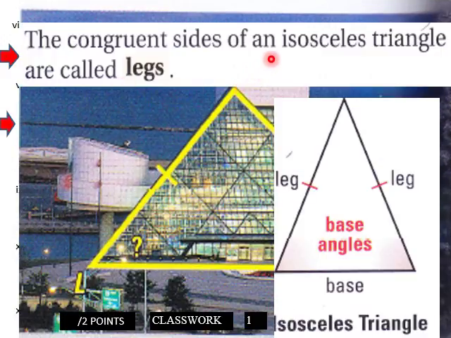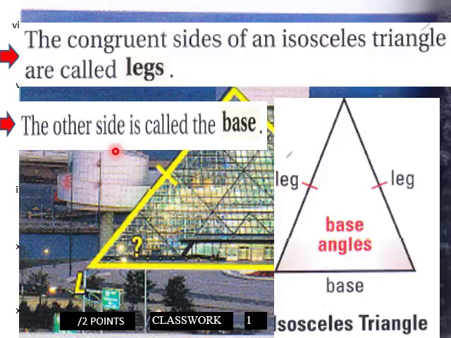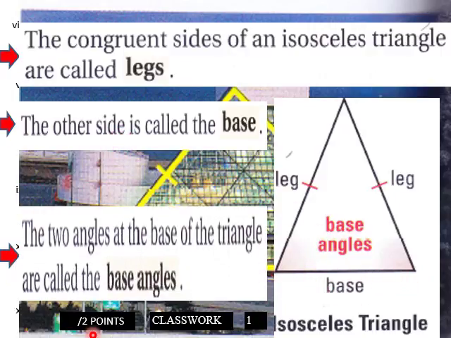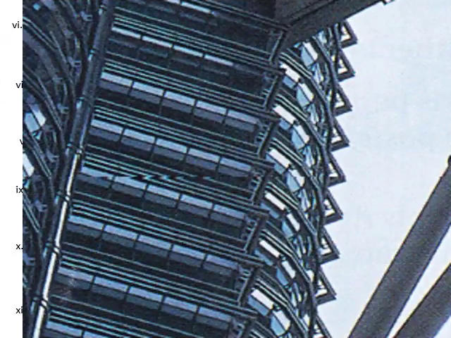The congruent sides of an isosceles triangle are called legs. Here, they're equal to each other, isosceles triangle. The other side is called the base. Here's your base here. And the two angles at the base of the triangle are called base angles.